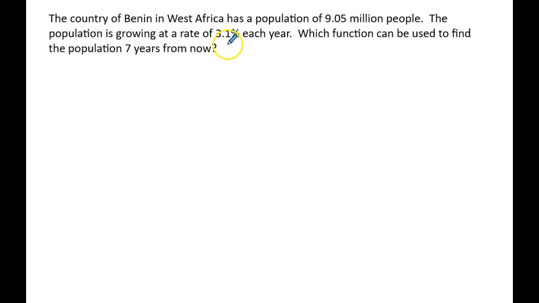Now we have a rate of 3.1% that's growing each year. This is representing an exponential function. So we have to start to recognize the difference in what those rates are meaning in terms of the problem. So since it's just growing at this rate each year, we have to use our basic equation, A equals P times 1 plus r raised to the t.